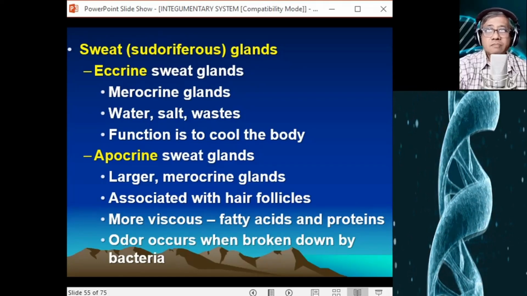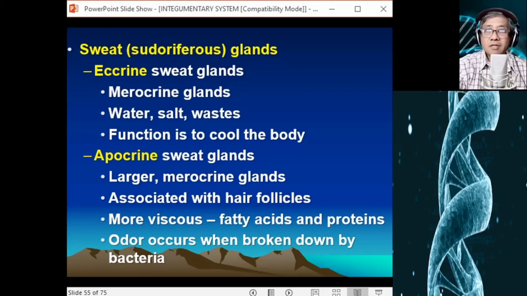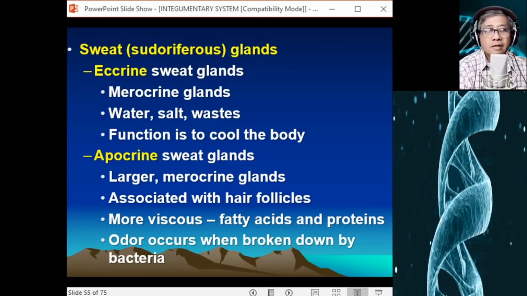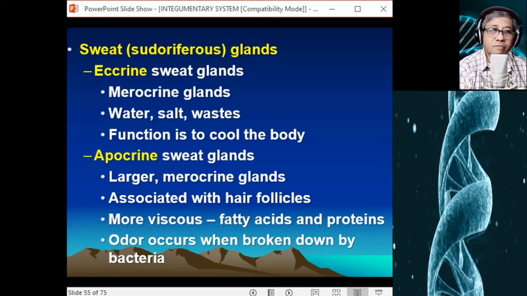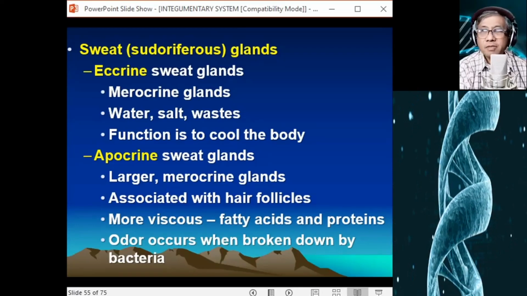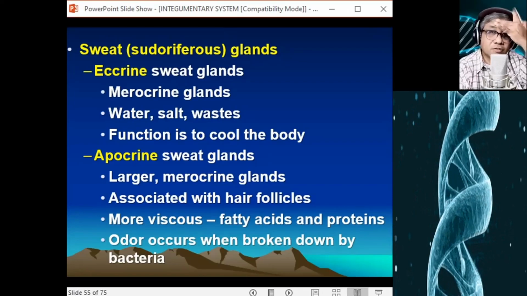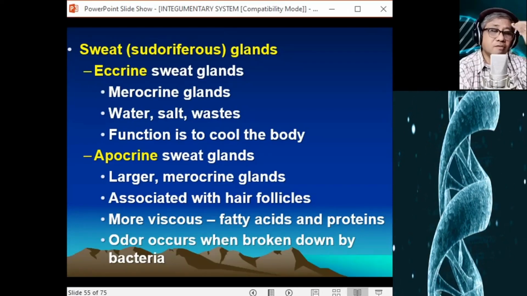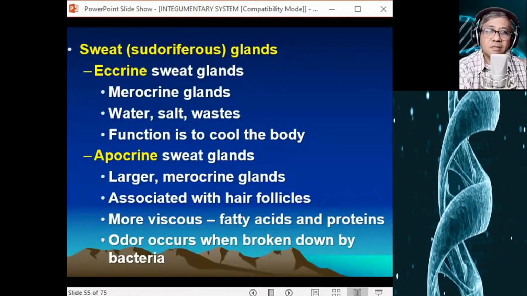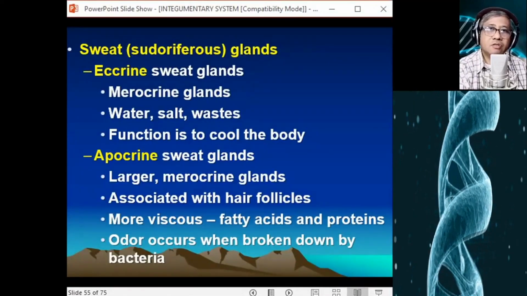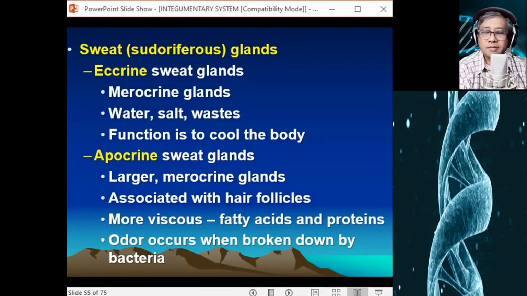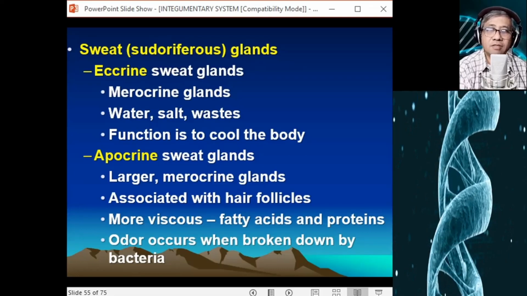The major function of the eccrine sweat glands is to regulate body temperature, to cool the body. Because when water turns into vapor, it removes excess heat on the surface of the skin. We call that evaporative cooling. When you sweat, especially on the forehead, it's not sticky, right? Basically, it's just water. On the forehead, chest, back, it's not sticky because it's only water. And the function of the secretion of the eccrine sweat gland is to regulate body temperature, to cool the body, especially during strenuous physical activity.